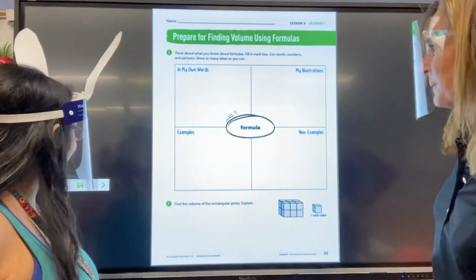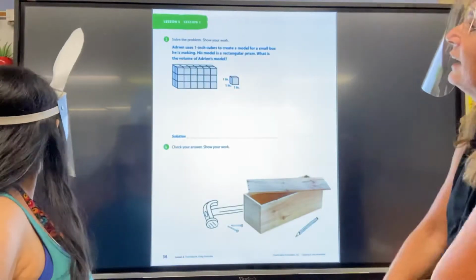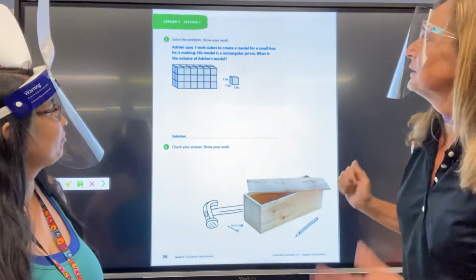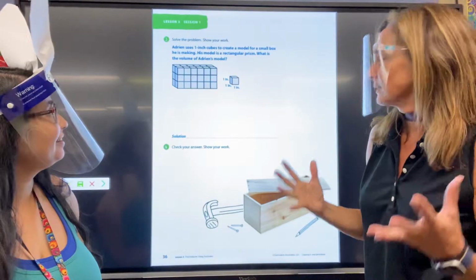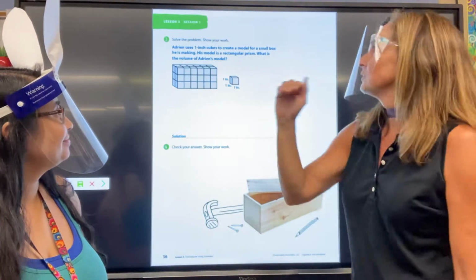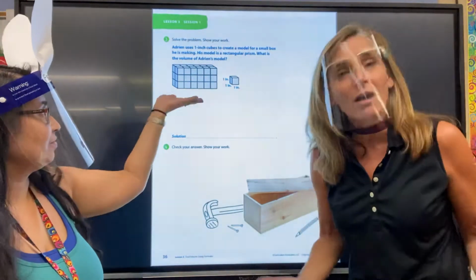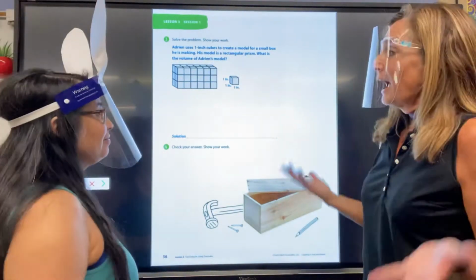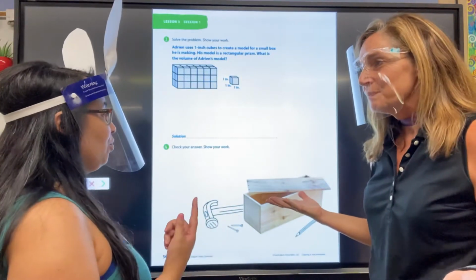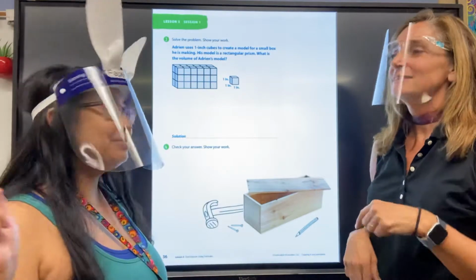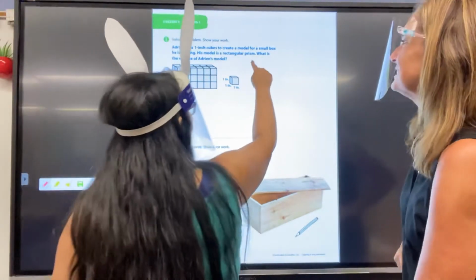All right, next page. Okay. Adrian uses 1-inch cubes to create a model for a small box. Okay, that's a small box down here. His model is a rectangular prism. What is the volume of Adrian's model? So how can we go about solving it? We could find the base and then do base times height. Awesome, I like that idea.